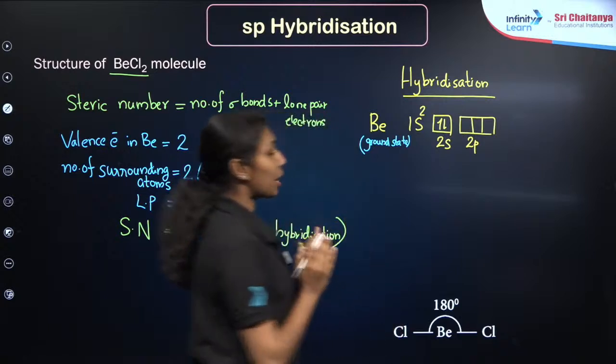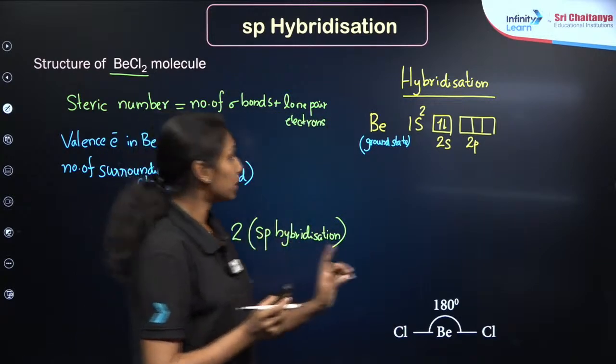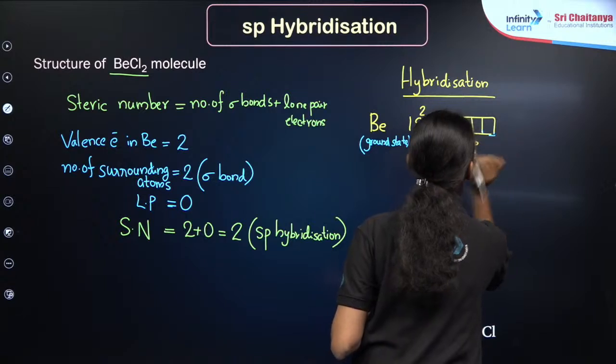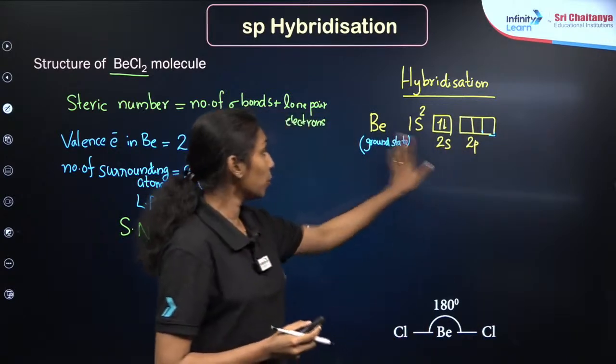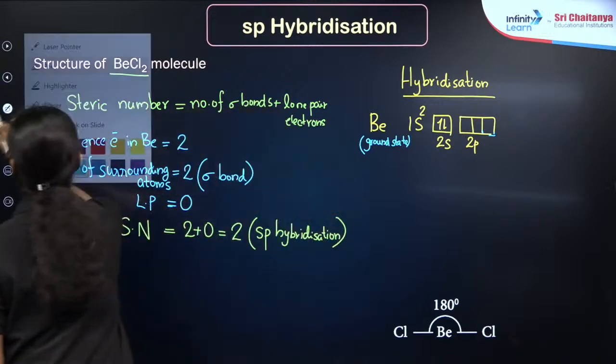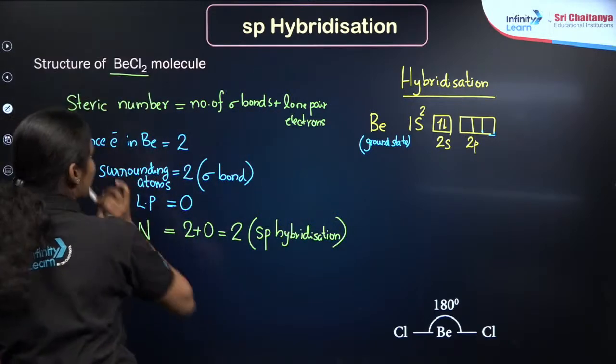Now we have to draw the hybridization of BeCl2 molecule. For that, I am just writing the electronic configuration. I am drawing the configuration here. 1s2, 2s2. In the ground state, it is showing like this. Now, there will be the promotion of electron, right? There will be the excitation of electrons.